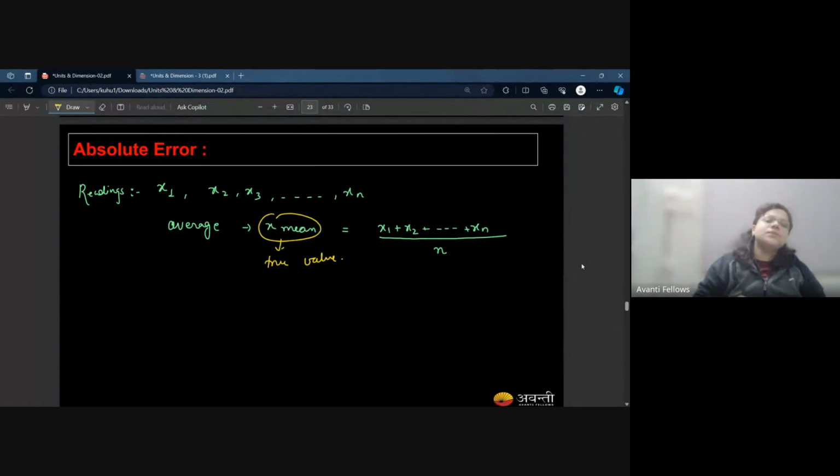Once you get this, let's calculate the absolute error, because absolute error is nothing but the difference between the true value and the reading. Okay? The deviation of your reading from this mean value. This is the absolute error. Are you getting it?